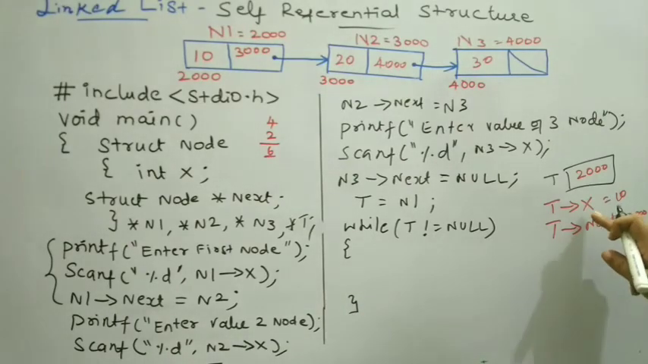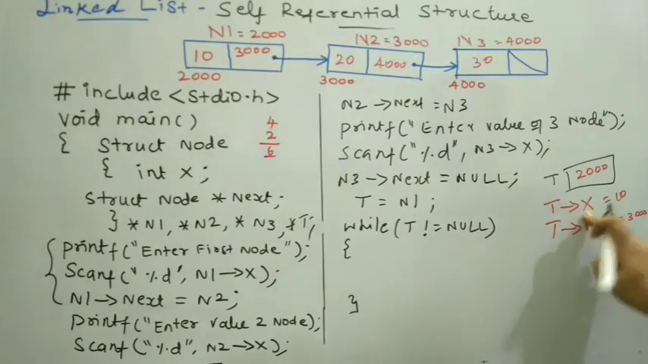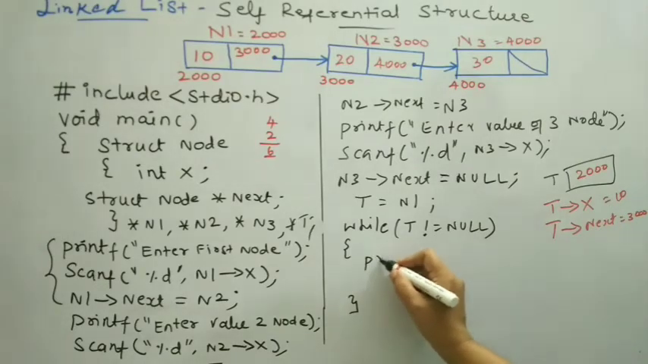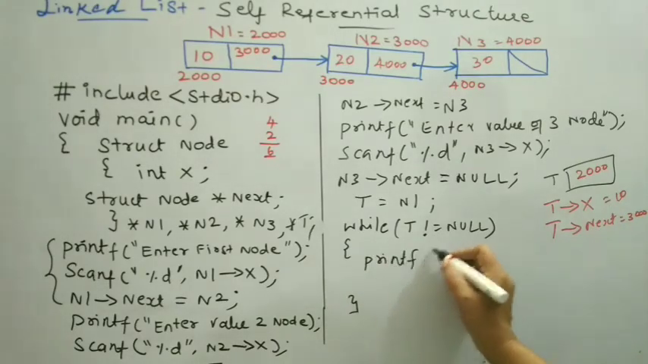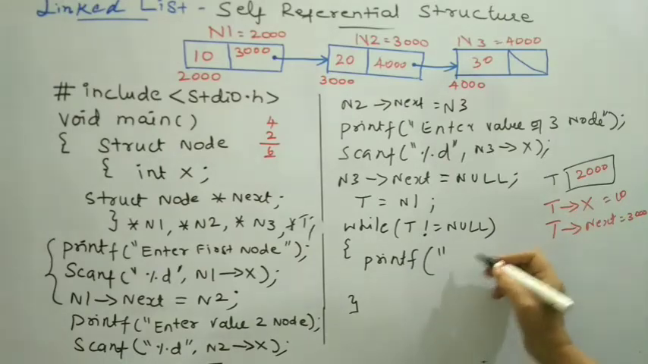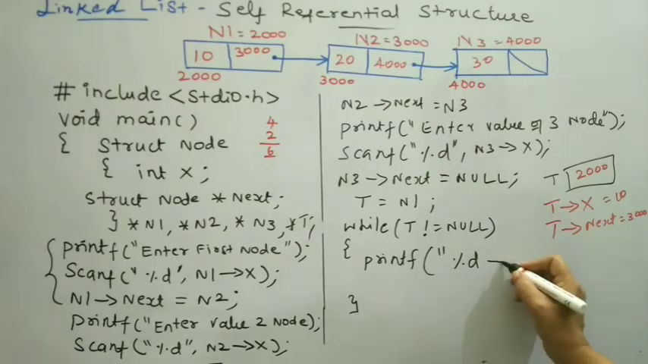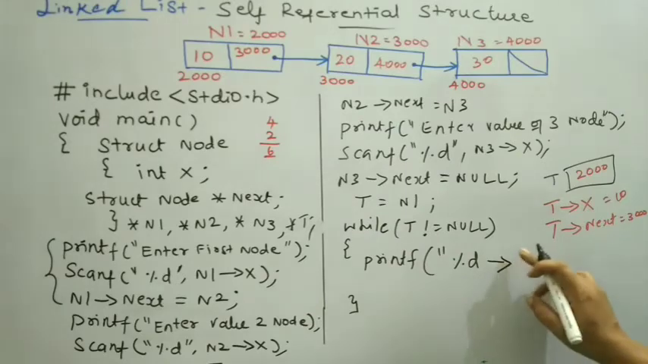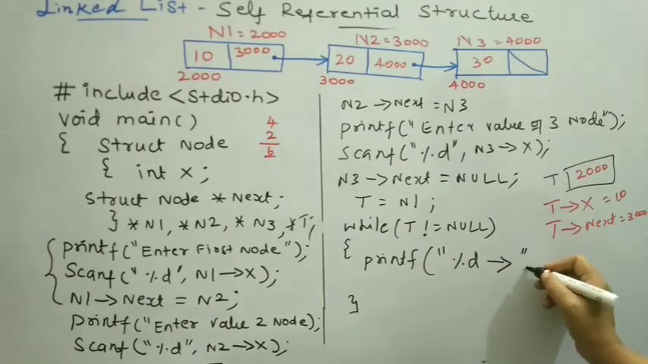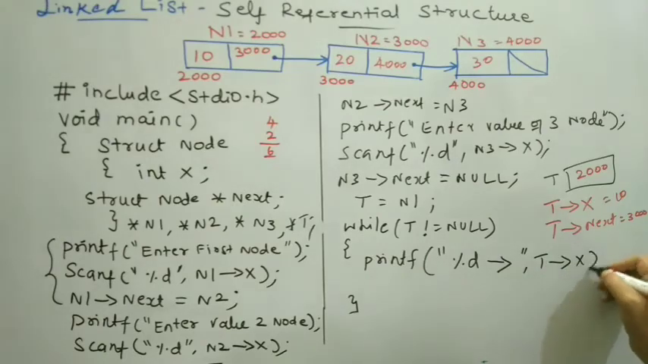Inside the while loop, I need to print the value of the data member X. How to print? Using this print statement. The value of X is an integer value, so I am using the control string %d. After printing the value, I am going to print this arrow symbol, hyphen greater than symbol. So this control string is replaced by the value of t arrowhead x.